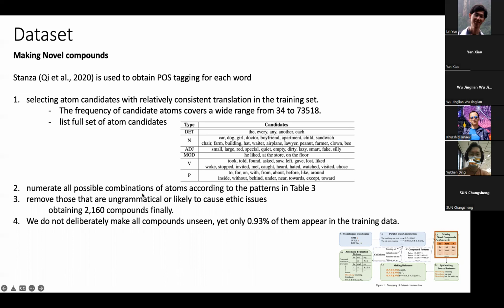I didn't get it. So what is the range from 34 to 73K? What does it mean? I think it's the number of times they appear in the training data. I see. Okay. Yeah, and they enumerate and combine, and they manually remove bad ones.